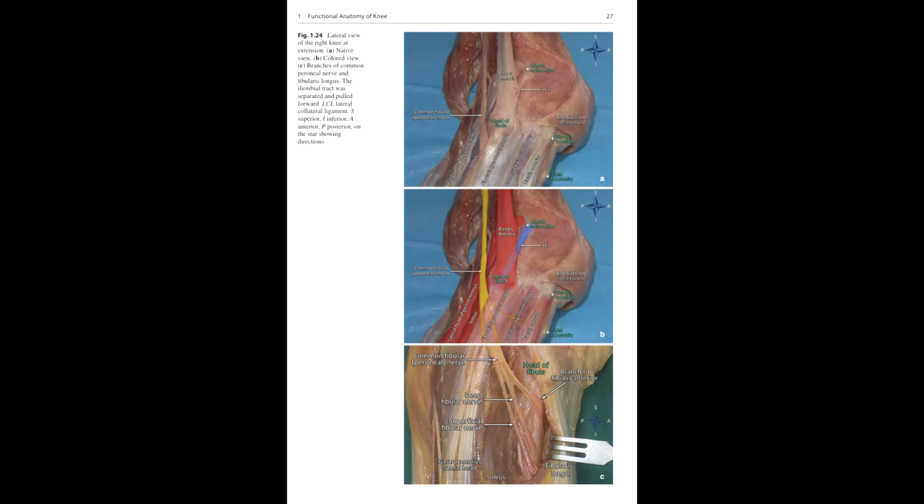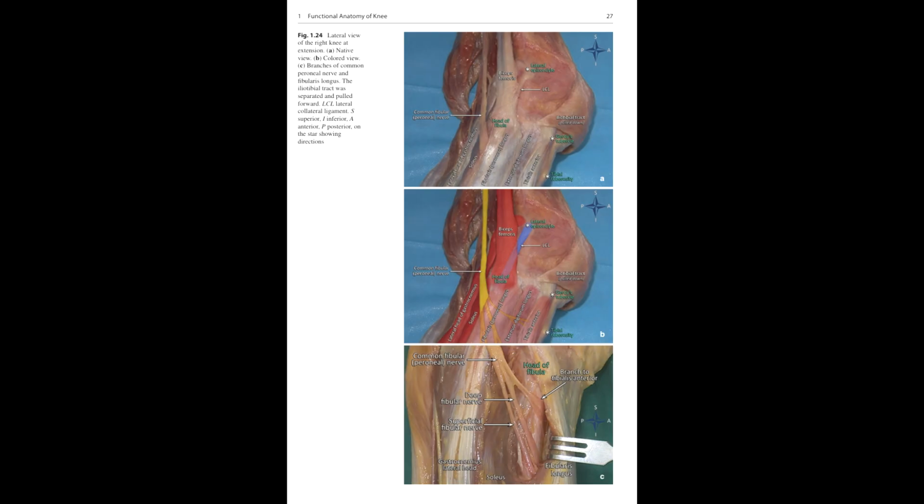Running diagonally across the field is the common fibular nerve, also called the common peroneal nerve, coursing around the fibular neck. This is one of the most vulnerable nerves in the lower limb, as it lies very superficially at this point. Around the fibular head, we also see muscular boundaries: the lateral head of the gastrocnemius muscle, the soleus muscle, and tendinous fibers from the extensor digitorum longus and fibularis longus muscles.